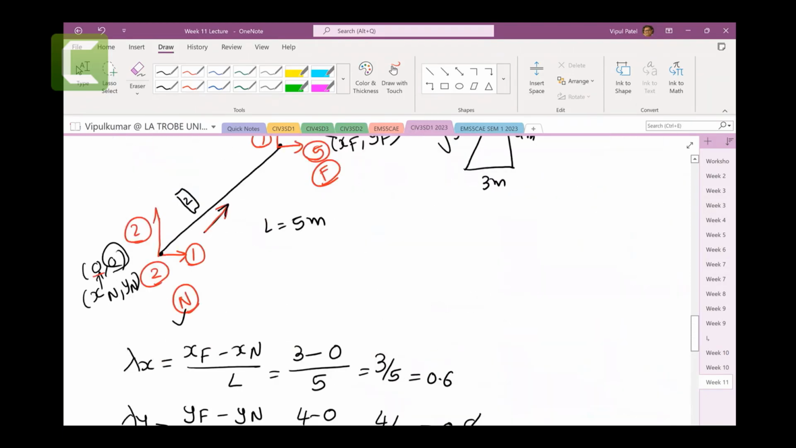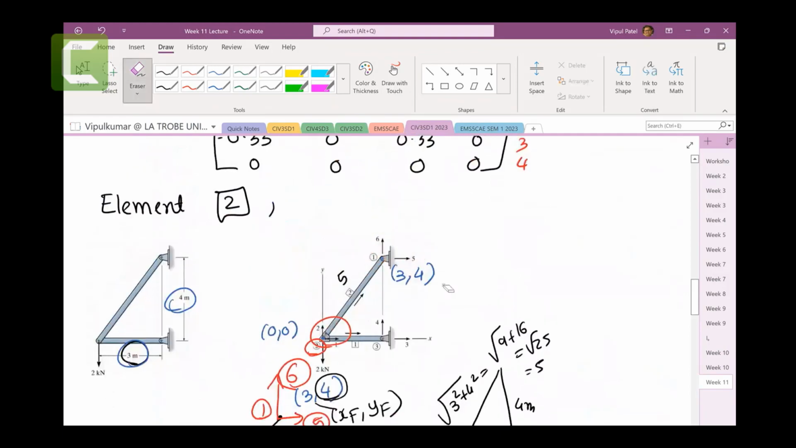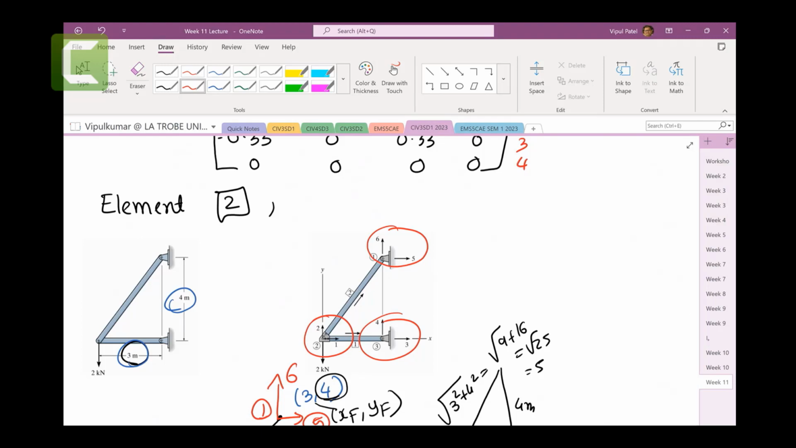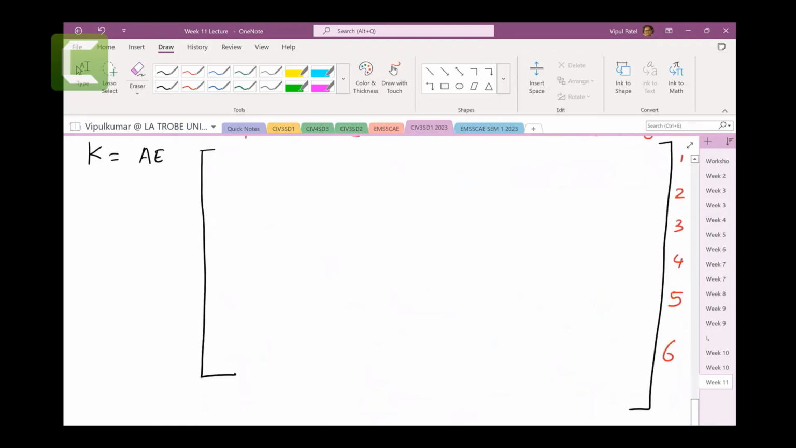Why are we writing 6 by 6? Because you have 6 total degrees of freedom. Look here, you have a total of 6 degrees of freedom. If you have 8, then you need to write 8 by 8. If you have 12, you need to write 12 by 12. If you have 4, you need to write 4 by 4, and so on. So that is the total degrees of freedom.